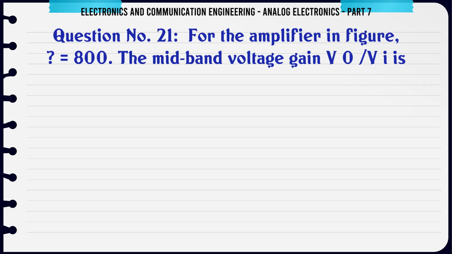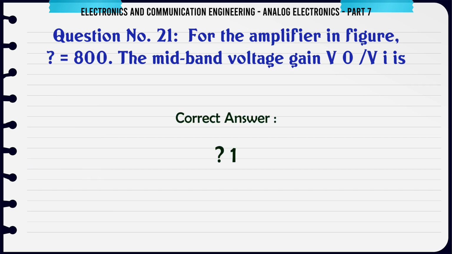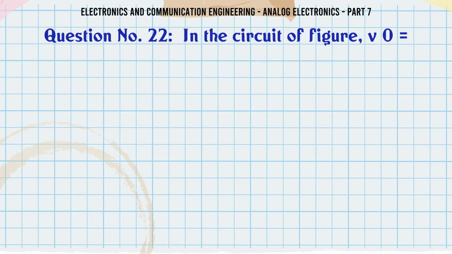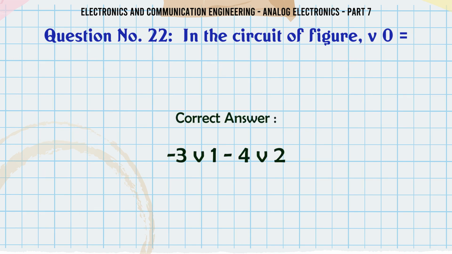For the amplifier in figure, the midband voltage gain V0/Vi is A. 0, B. 1, C. -1, D. 800. The correct answer is 1. In the circuit of figure, V0 is A. 3V1 - 4V2, B. 3V1 + 4V2, C. 4V1 - 3V2, D. 4V1 + 3V2. The correct answer is 3V1 - 4V2.